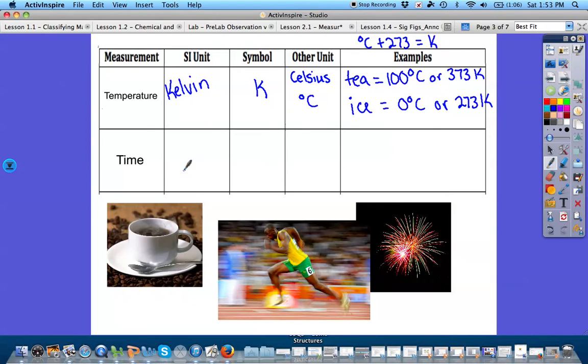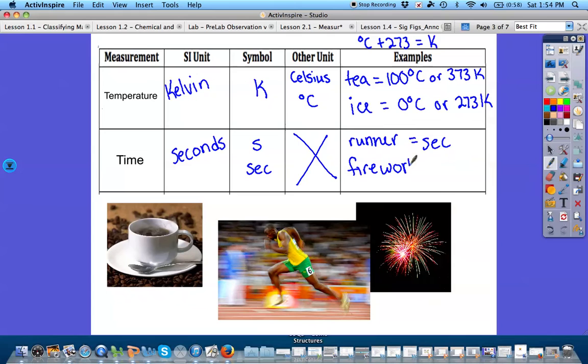The SI unit for time is seconds. The symbol for this is a lowercase s, or you can write SEC. Those are used interchangeably. But next to the other unit box, if we wanted to time someone running like the 100-meter dash, we would do that in seconds. If we wanted to time the burst between fireworks on the 4th of July, we would probably do that in milliseconds.